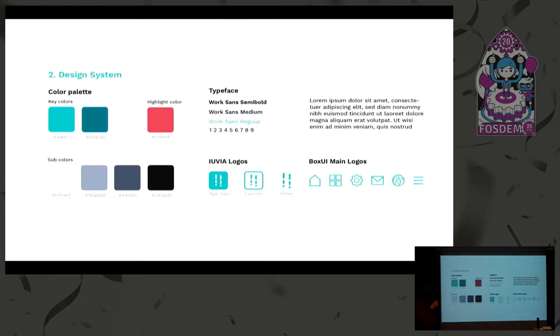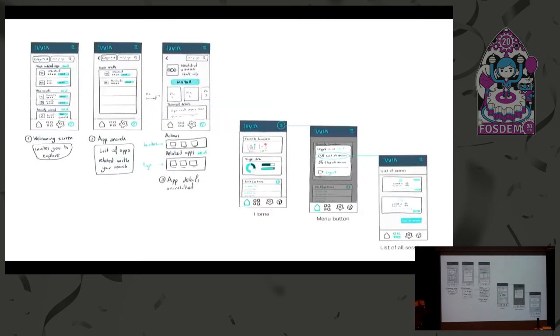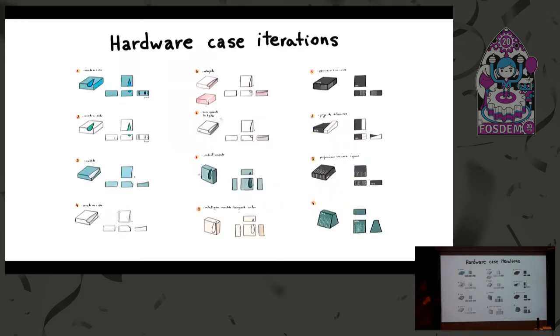This is the tricky part that connects with the design. In order to have something that is very easy to use by anyone, like our parents or grandparents, we need to make a big effort in design. So we have to develop a design system. We also have to develop the user interface and the user experience. These are part of the work that we are now doing. And we also have to develop the hardware case appearance. So those are the three fields in design that we are working on.